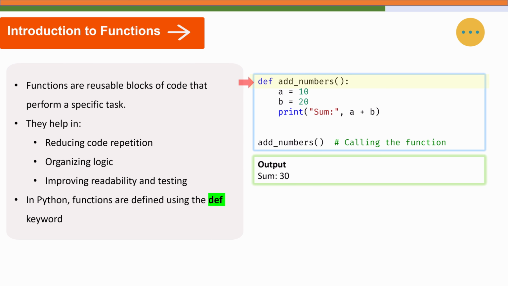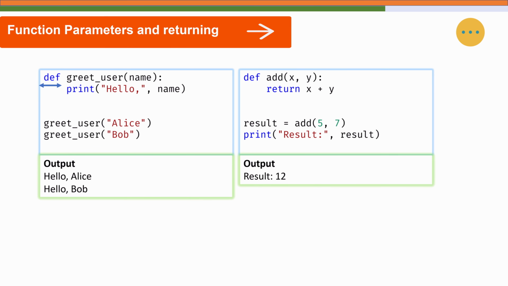You must call the function using its name followed by parentheses. When called, control jumps to the function, executes its body, and returns to the caller. Functions can take parameters, which are special variables that receive data from the caller. Each time you call the function, you can pass different values to it. These input values are known as arguments.